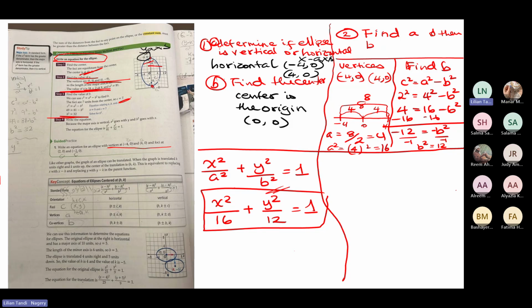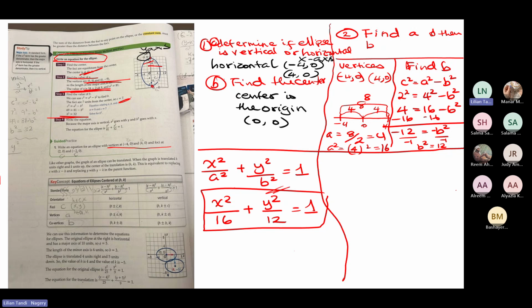X, Y, minus h squared in parentheses, that has a center. Yes, when the center is no longer 0, 0, plus y minus k squared in parentheses over b squared equals 1. And that is when it is horizontal. And then when it is vertical, you change your h and k.